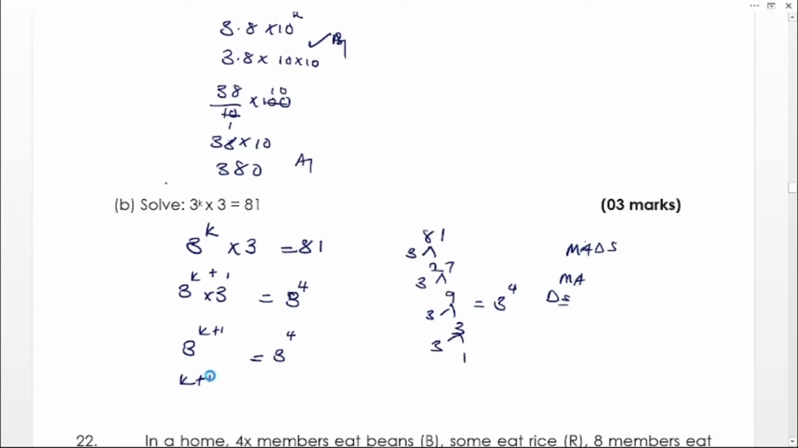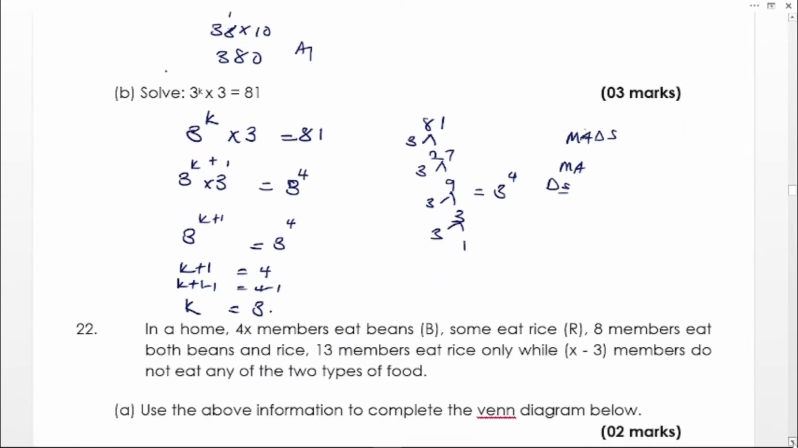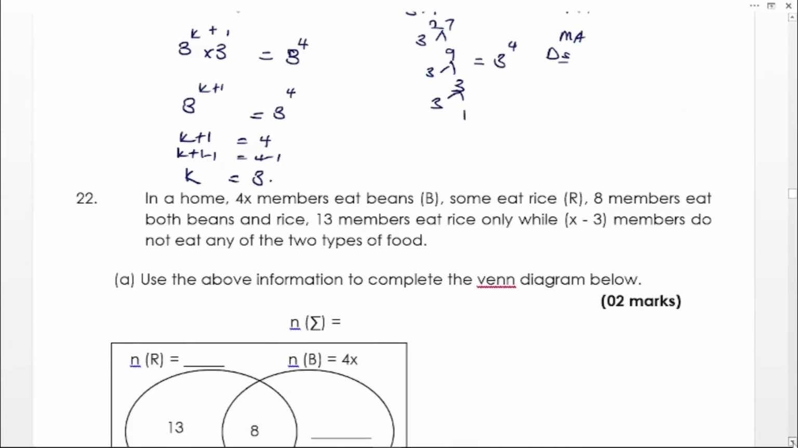So k plus 1 is equal to 4. So k plus 1 minus 1 is equal to 4 minus 1. So k is equal to 3. 3 marks are awarded there. Okay, so let us now continue and look at number 22.